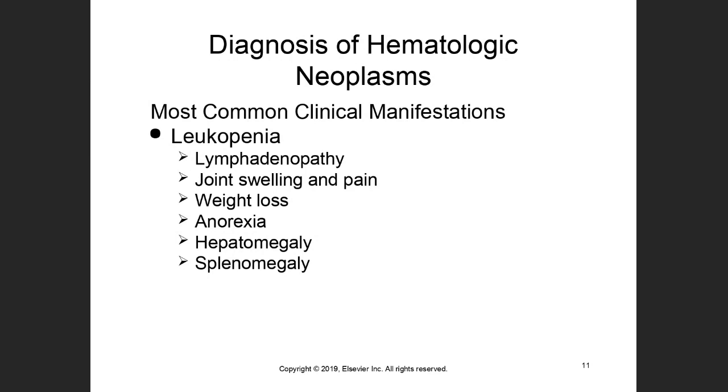Most common clinical manifestation: leukopenia. Leukopenia means that all the white blood cells are low. Okay, that means white blood cells low. Okay, lymphadenopathy, joint swelling, weight loss and anorexia, hepatomegaly, splenomegaly.